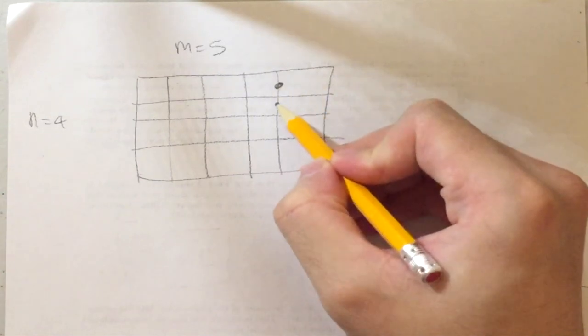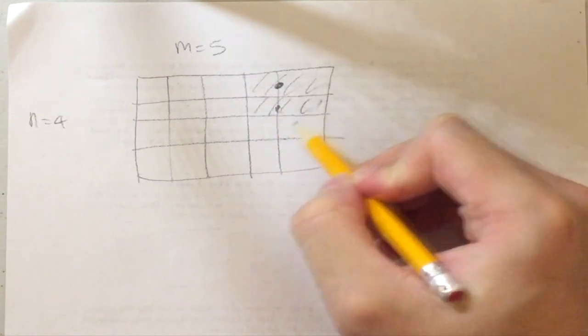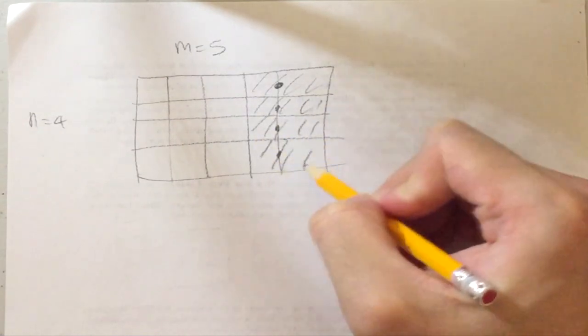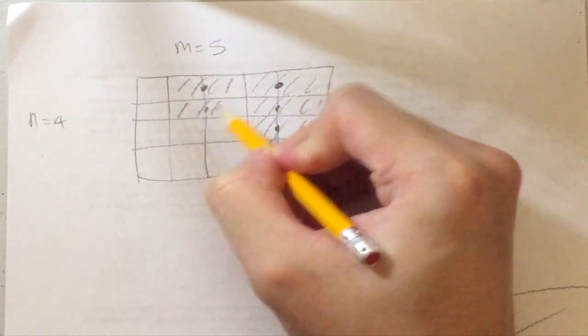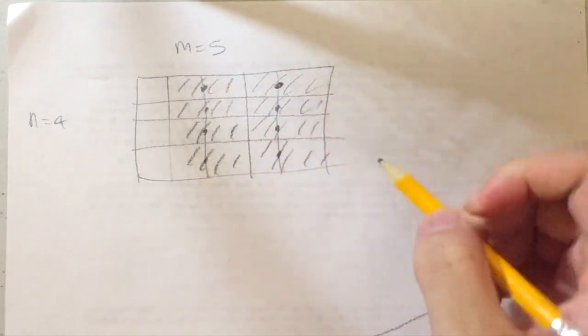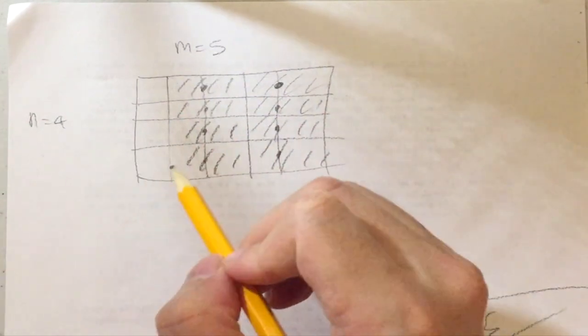So here, if I put one here, it'll light both of these. If I put one here, it'll light both of these. I keep placing one between each pair like this, each lighting both squares. And then for the leftover ones, you have to put one in every single one of those.